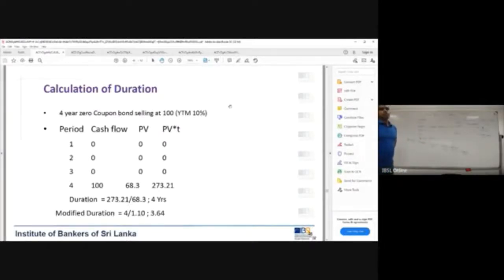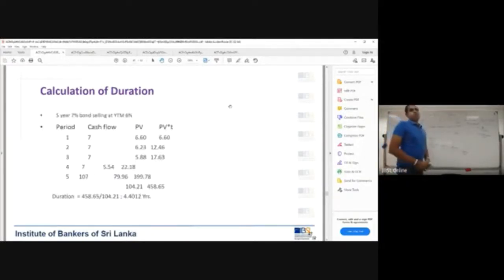That's what is given in this question. Conclusion is, for a zero coupon bond, duration is equal to maturity. Let's try the next question.